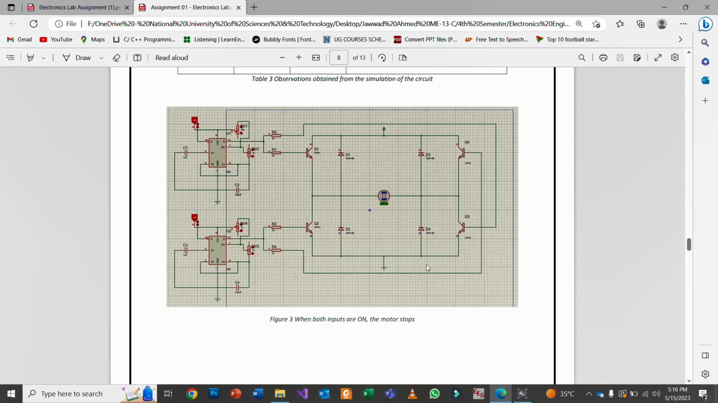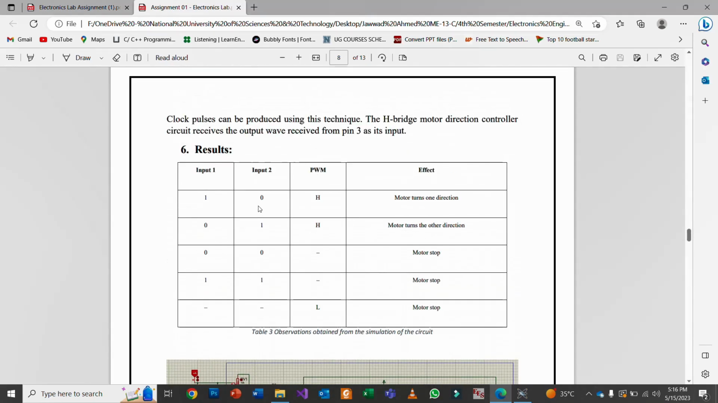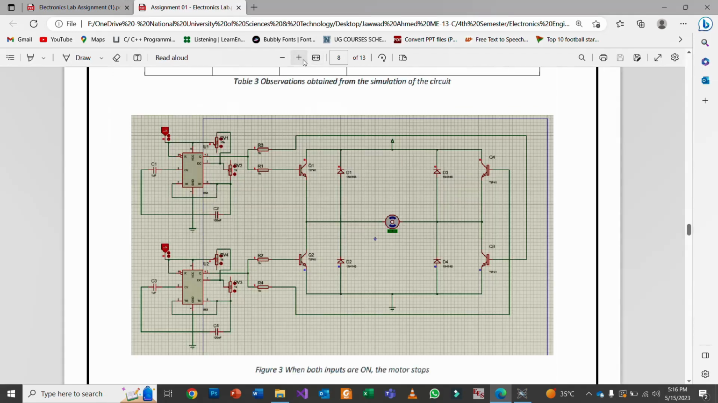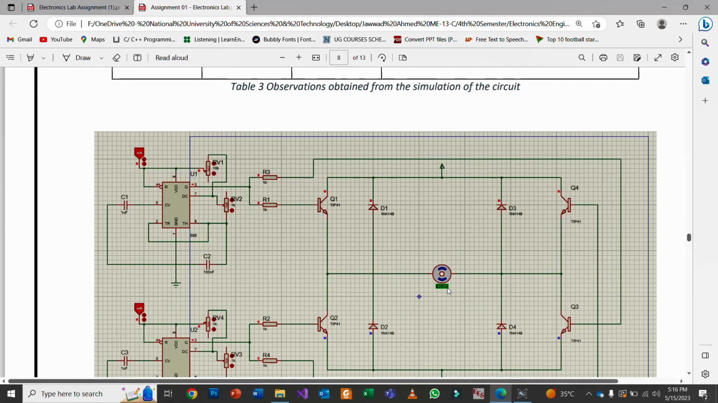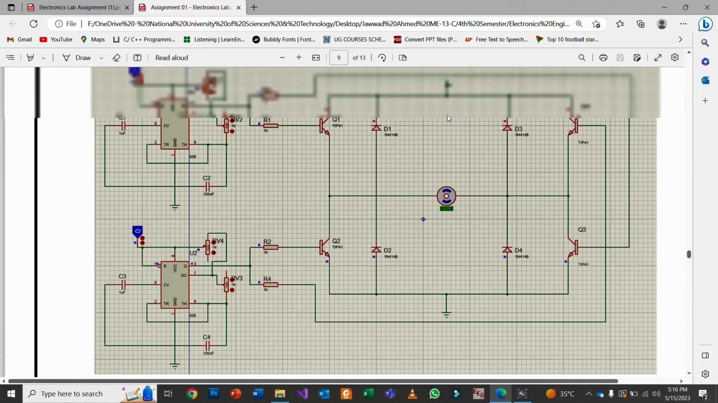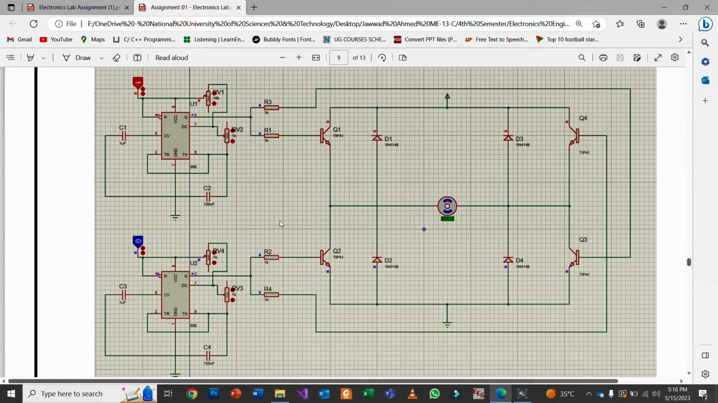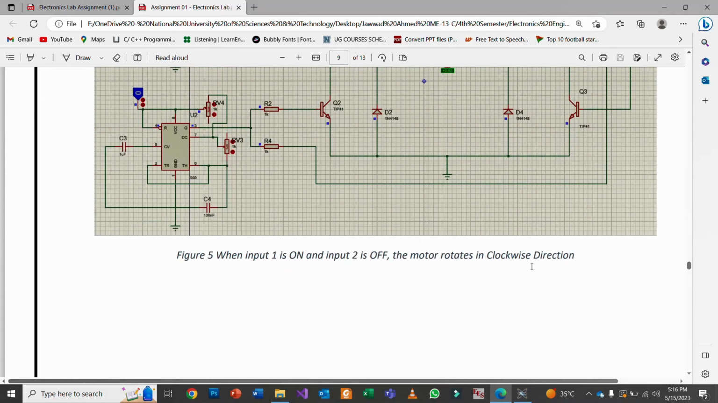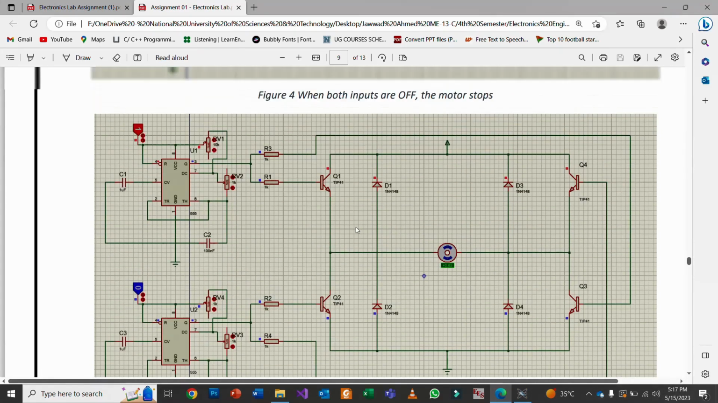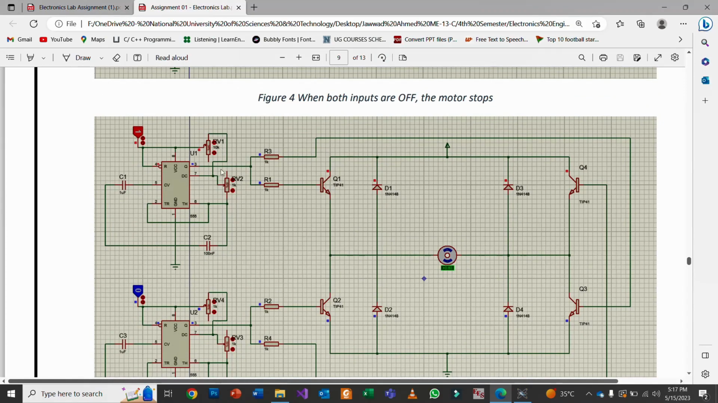Here are some screenshots of the simulation which explain this table. If both switches are on, the motor is stopped, which is 0.00 volts and it's not moving. When both inputs are off, the motor is also not moving. When one input is on and the other is off, the motor rotated in the clockwise direction. Here we can see it's 0.63 volts. And here, if you see, the resistances are 10k and 1k.